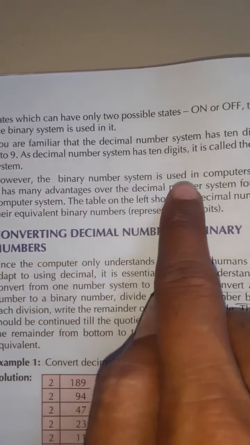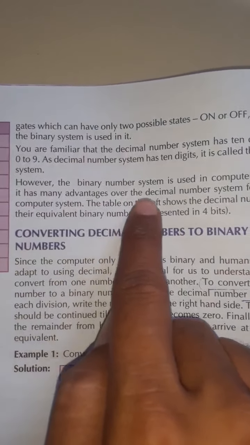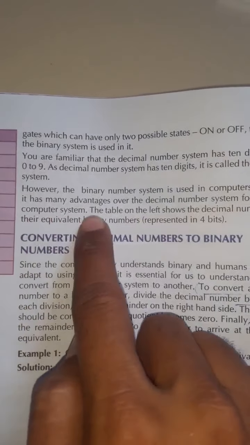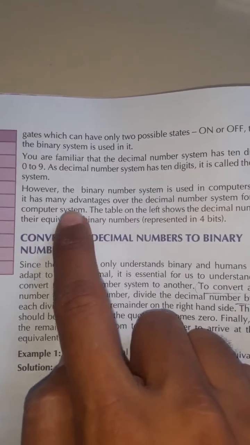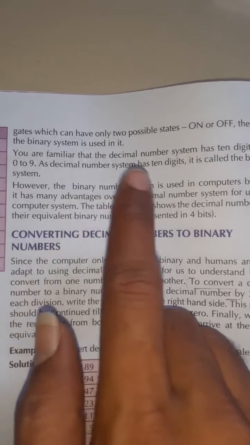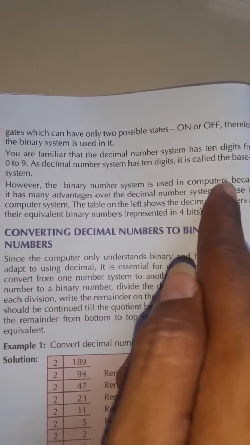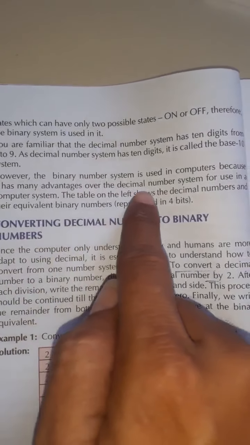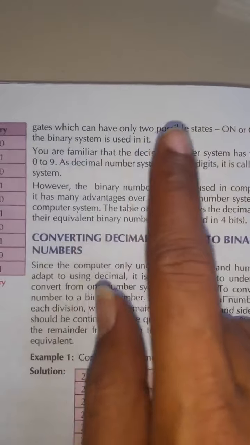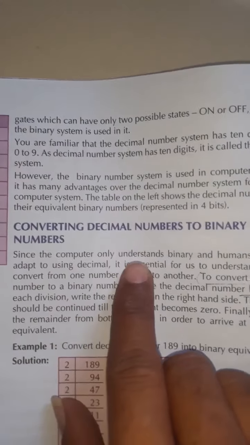However, the binary number system is used in computers because it has many advantages over the decimal number system for use in a computer system. Instead of using a decimal number system in computer, the binary number system is used, and it is very advantageous over the decimal number system. Why? Because only 2 digits, 0 and 1, are used. That's why it is advantageous.